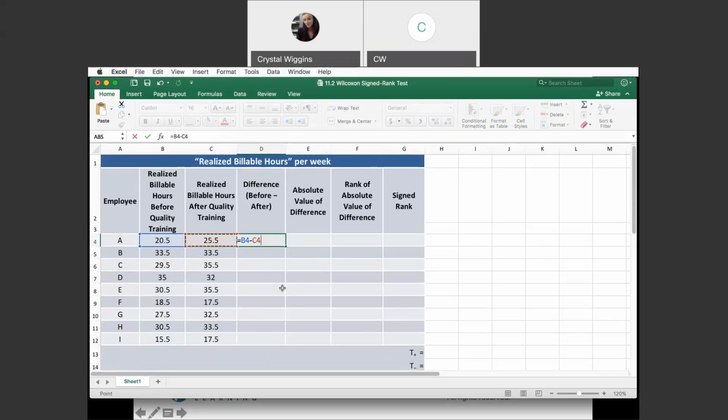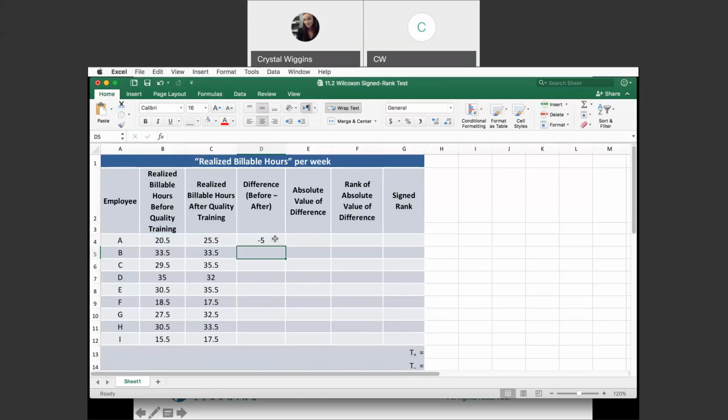If you ever want to write a formula where one of the values you do not want dragged, you want it to stay exactly that number, you will have to lock it in using your F4 button on a PC or Command T on a Mac. We don't have any values in this formula that we want to keep stuck, so we're good to go. We're going to hit enter. Negative 5 is the difference between before and after.